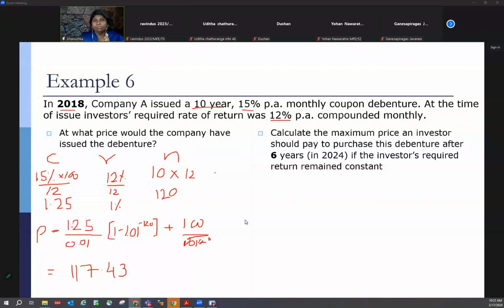So calculate the maximum price an investor should pay to purchase this debenture after 6 years. After 6 years. So now here, 6 years have gone and investors' required rate of return remains constant. That's an important thing. Here we are assuming that the required rate of return does not change. My required rate of return is 12% and this does not change. But 6 years have passed. So how much is that?